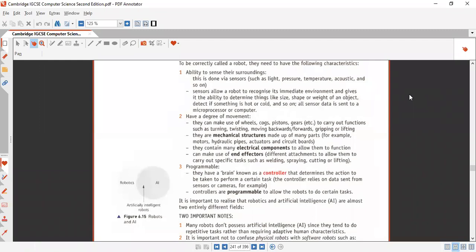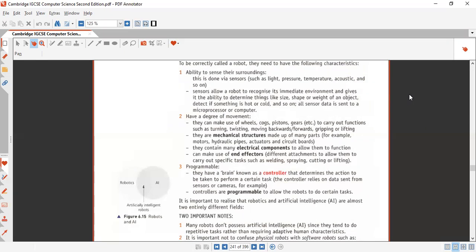Number one, the ability to sense their surroundings. Obviously, if a robot is going to help out or take any action, how is it going to take the action? We have learned this in embedded systems as well. If a machine is going to take any action, first of all, it should sense the surroundings. It should know about the surroundings. Only in that case can it come up with any action against the surroundings.